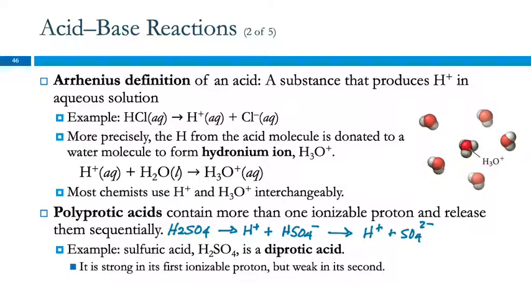So this is sort of the fine print. Sulfuric acid is one of those that I listed as a strong acid. It's strong in its first ionizable proton, meaning all of the sulfuric acid molecules will lose one hydrogen ion. And so mostly what you'll have is hydrogen ion and hydrogen sulfate ion. It's weak in its second ionization. And so this one only goes to sulfate a little bit. I just feel like I have to tell you the whole truth about that.